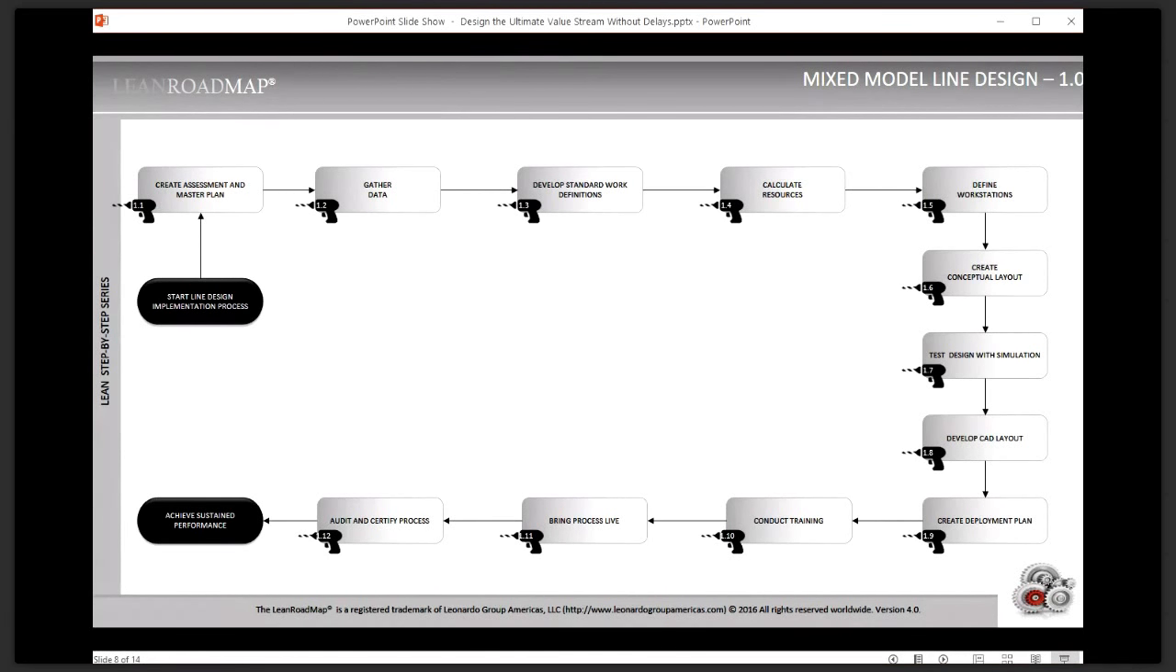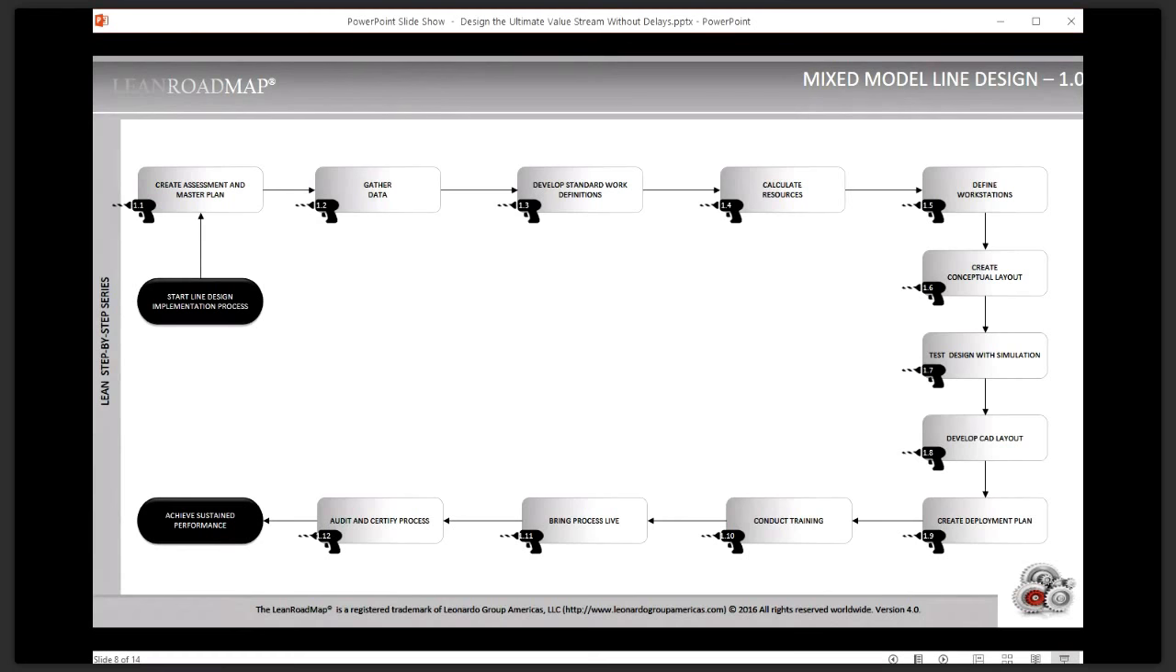Yeah. As a matter of fact, we used to teach much of this together, and now we have split it. We teach mixed model line design, mixed model material management. That's all we teach. Well, it's knowledge creep, right? It's knowledge creep. So as we've evolved, you end up doing a disservice to all the knowledge.